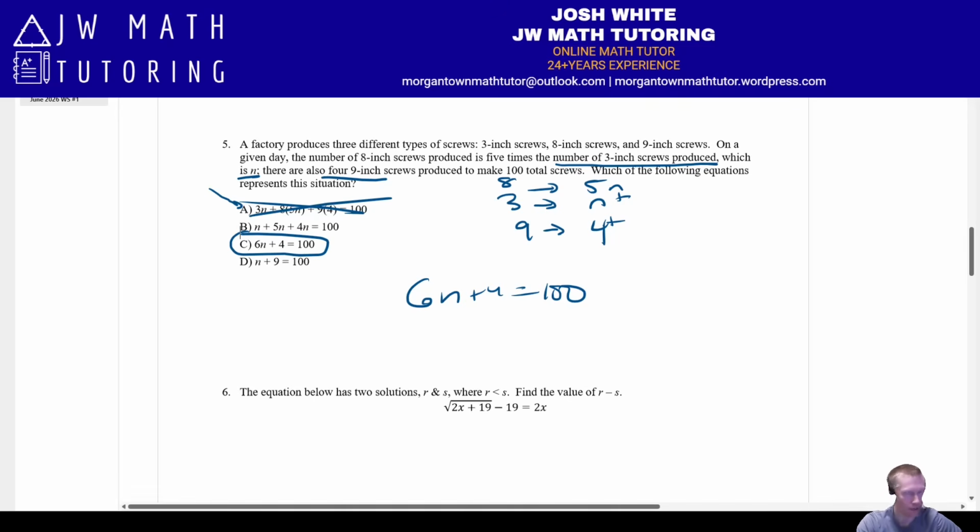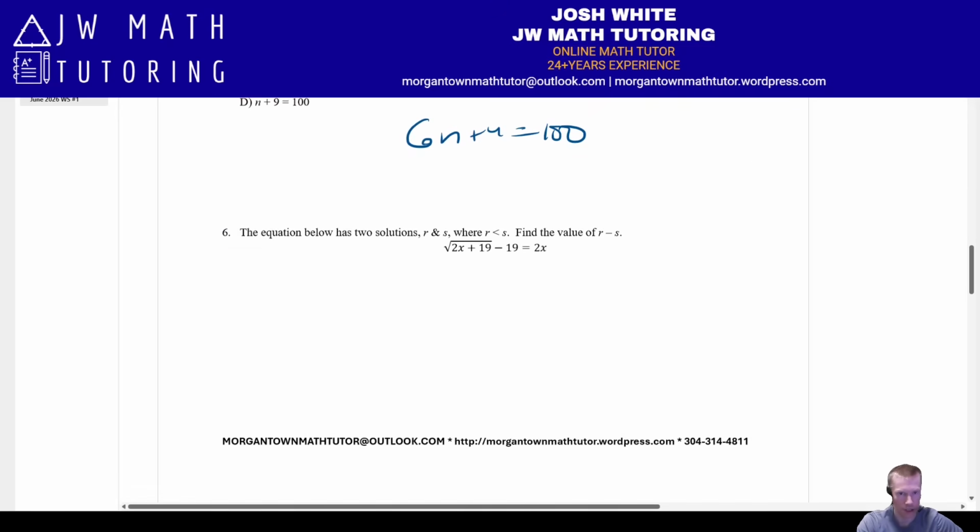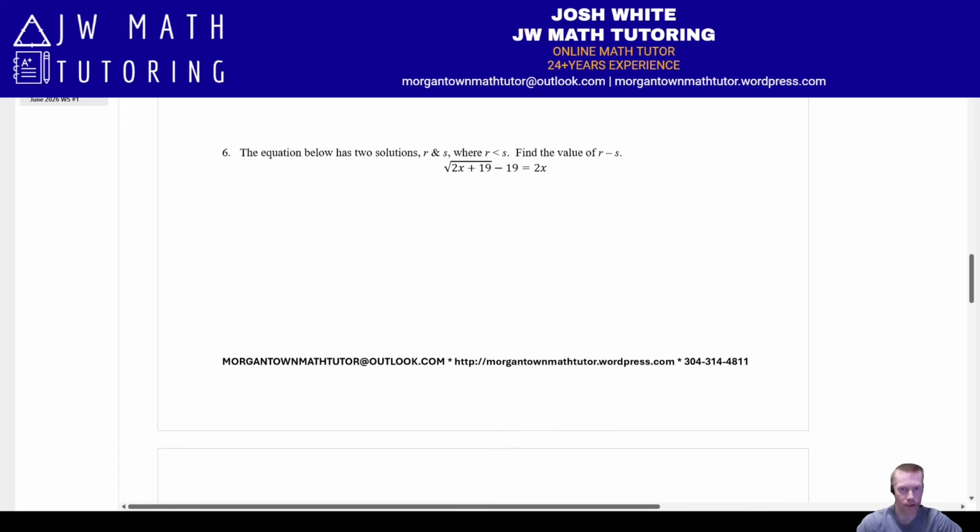All right, let's look at the next question, the one below it. Here is a radical equation, and you're told that there are 2 solutions, and the question's asking for the difference between the 2 solutions. Basically, the smaller one minus the larger one.